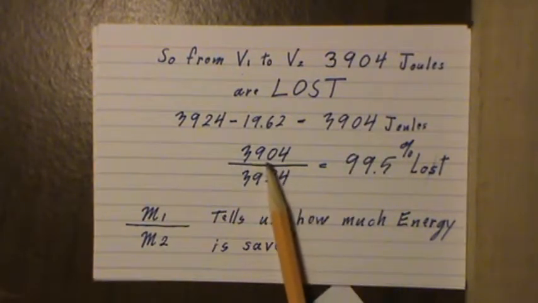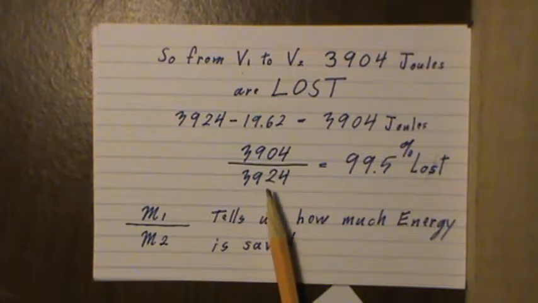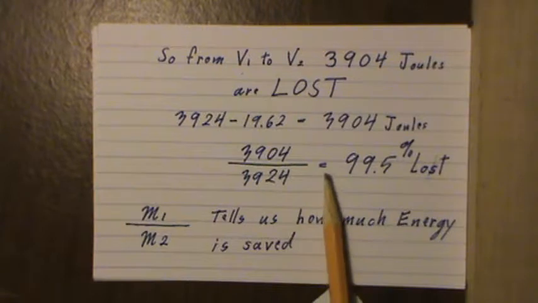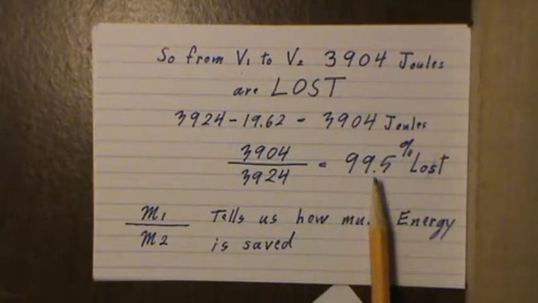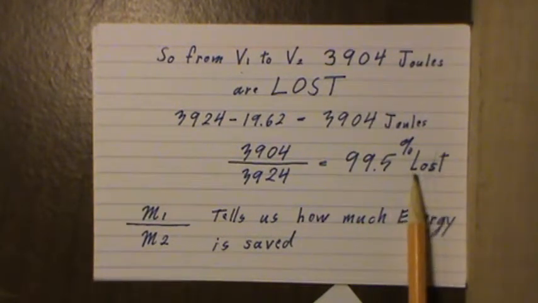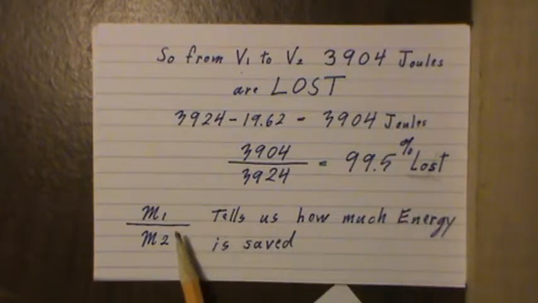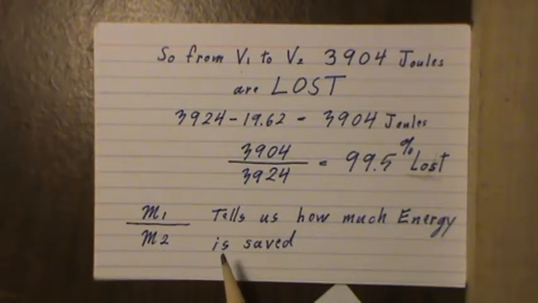So you divide the 3,904 joules by 3,924 joules, and you get a 99.5% loss. Now that's a huge amount of loss. In and of itself it would make you question, I would think, the formula. But we will go on and we will actually prove it, not just question it.